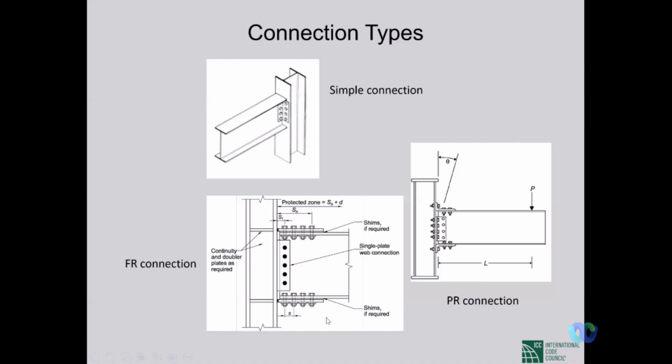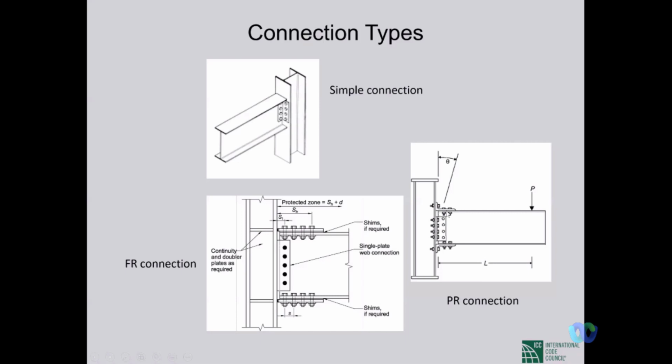In case of partially restrained connection, we'll also discuss these things tomorrow, but here to give you some idea, in case of PR connection, from the first look, they look very similar to the FR connection, fully restrained connection, but the difference is that the flanges of the beam are not welded to the column flanges. So when the moment comes, the flange stresses are somewhat transferred through the angle that is connecting the beam flange and the column flange.